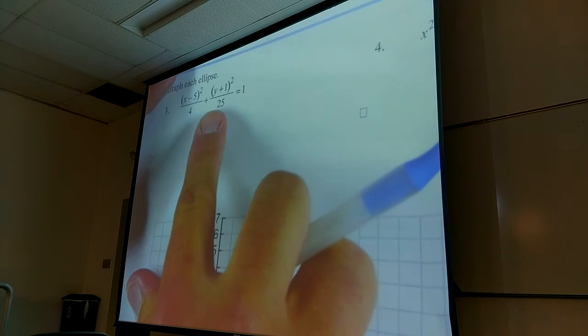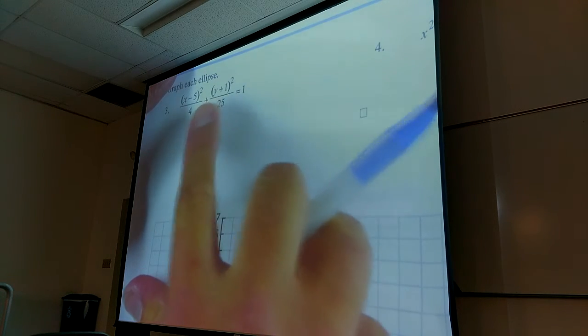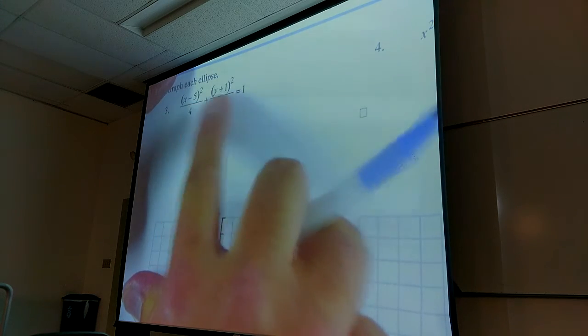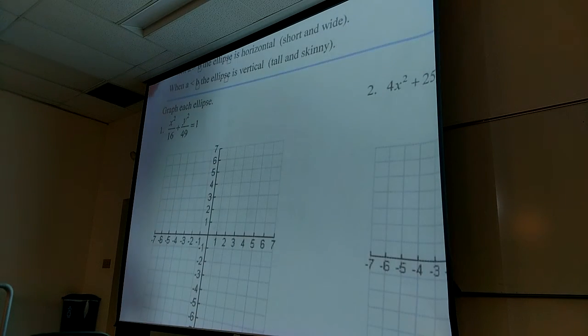Let me do it this way. Would the center be 0, 0 here? How do you know? Because it's been shifted. Has this been shifted? No. So the center is 0, 0. So that's where I count from. I start counting from 0, 0.